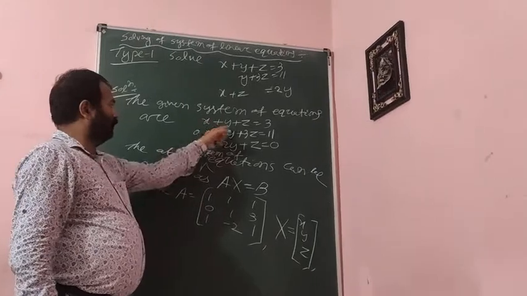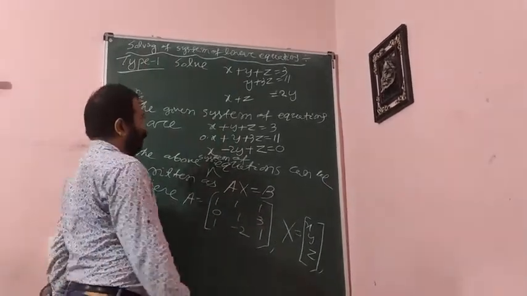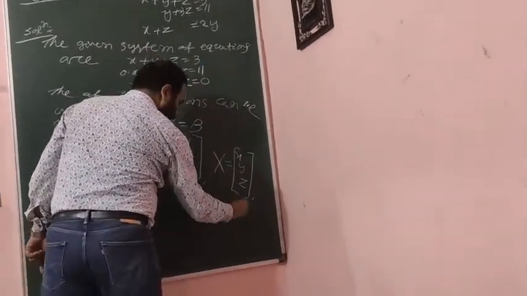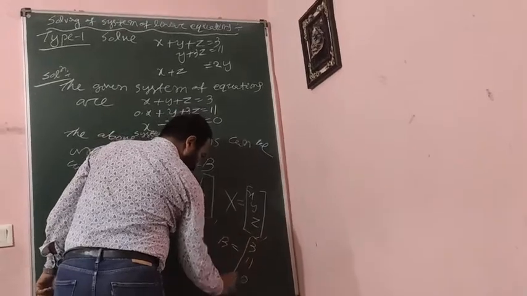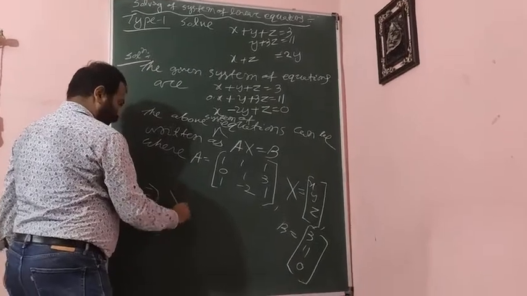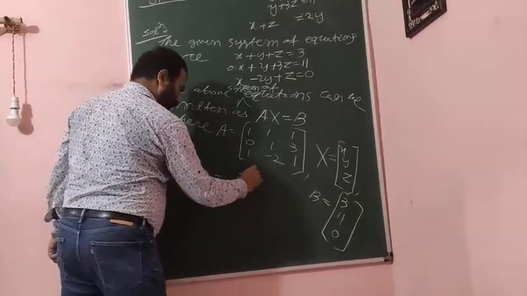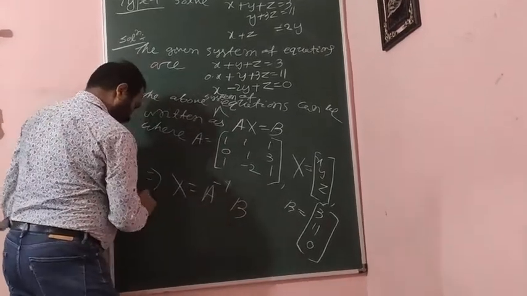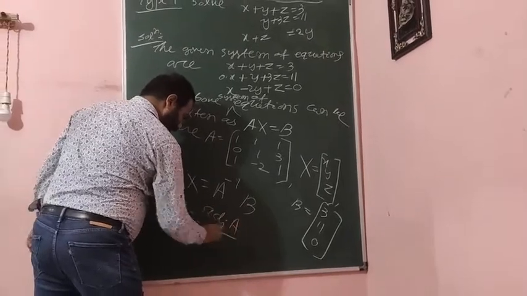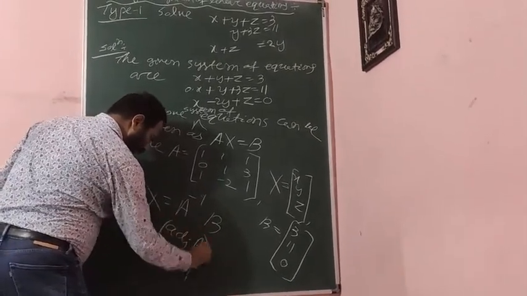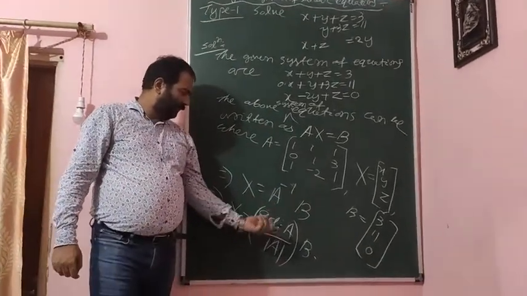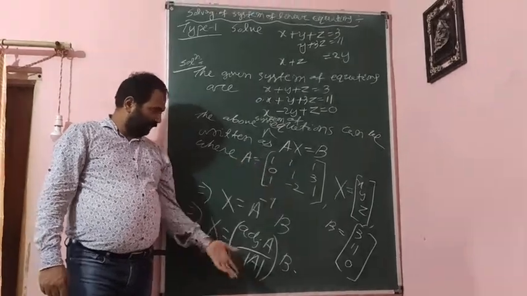And capital B equal to the right hand side elements. So capital B equal to what? The right hand side elements: 3, 11 and 0. Okay. So if AX equal to B, I can write capital X equal to A inverse into B. A inverse, you know, is the adjoint of A divided by the determinant of A, whole into B. So now our objective is to find the adjoint of A matrix divided by the determinant.